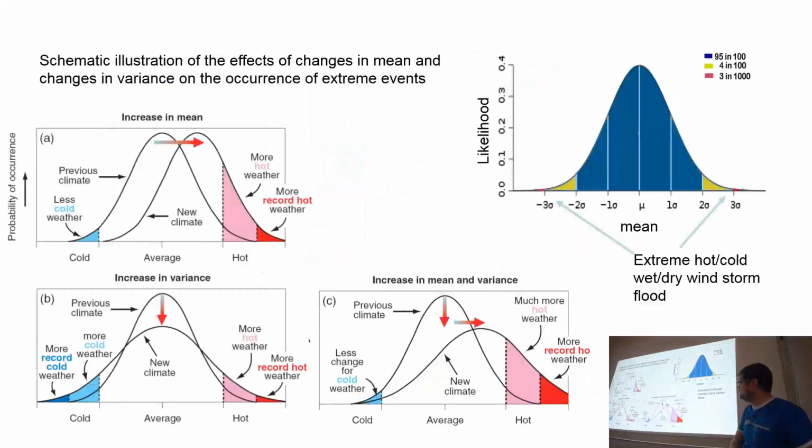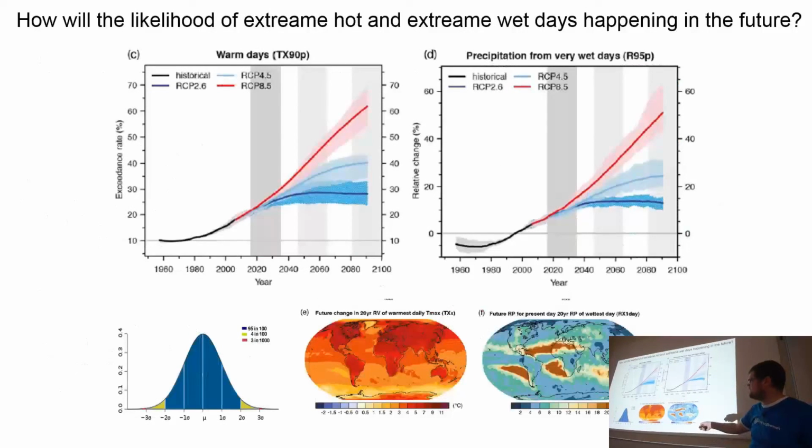So if we've got this distribution of the warmest day of the year, we've got basically a 10% chance in this little window down here. Maybe a little bit more.